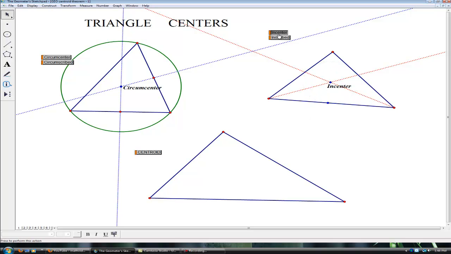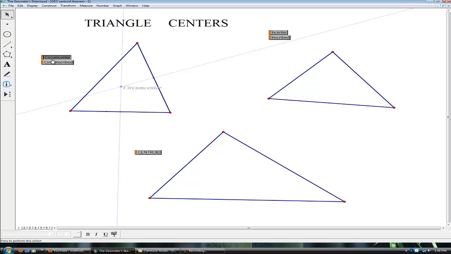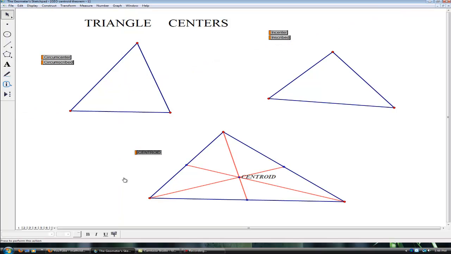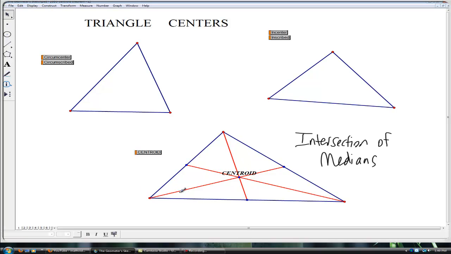Alright, let's hide these, incenter and circumcenter, and let's meet our new triangle center, the centroid. The centroid is the intersection of medians. Our definition of a median is the segment that connects a vertex to the opposite midpoint. So if I were going to mark with congruence marks, this is what we would have if I constructed all three medians and found the intersection of those, which is a new triangle center called the centroid.